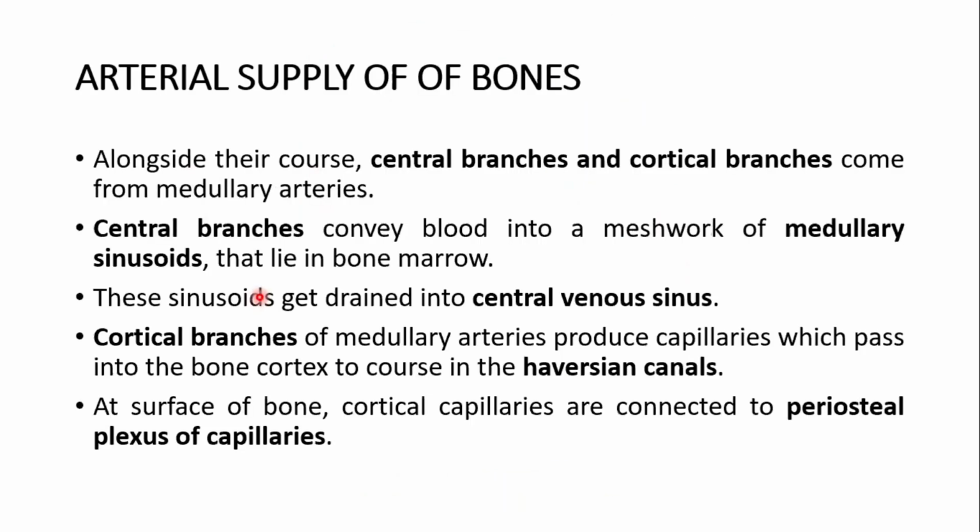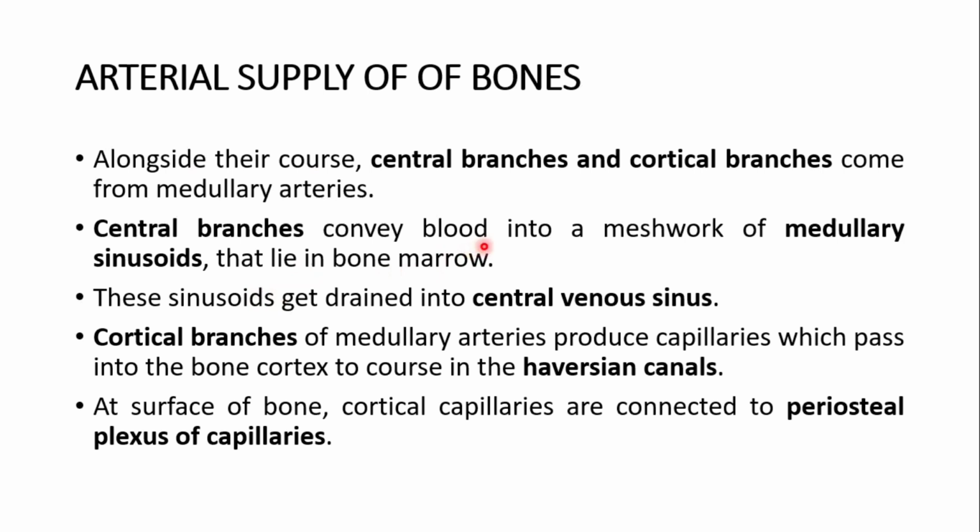And the arterial supply continues alongside their course. Central branches and cortical branches come from the medullary arteries. Central branches, what are they? They convey blood into a meshwork of the medullary sinusoids that lie in the bone marrow. These sinusoids drain into a central venous sinus.